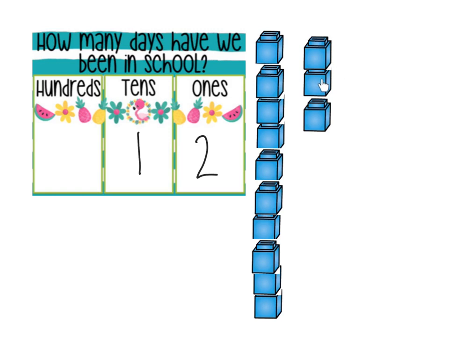Well, we added 3 here, and those are the extras, the ones, right? So instead of having a 2 there, we're going to erase that. And what number will we put? A 3. Did this number change? Nope, we still have 1 tower of 10, and now we have 3 extras.